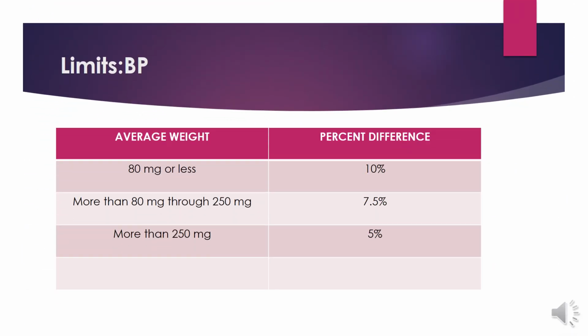So another pharmacopoeia limit is according to British Pharmacopoeia. In that case, if the average weight is 80 mg or less, the allowed limit is 10%, and in case of 80 to 250 mg, the allowed percentage is 7.5%. For more than 250 mg, the allowed percentage is 5%. So depending upon the pharmacopoeia that is being followed in the master formula, you have to compare your result according to it.